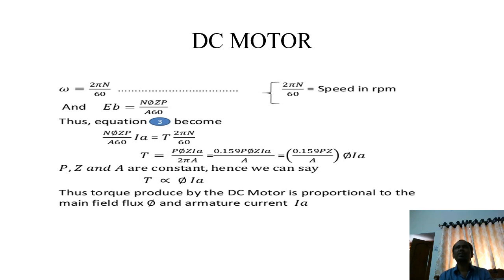The DC motor converts electrical energy to mechanical energy. This is the principle of the DC motor. Before going into the detailed working principle, we should know what a DC generator is and what construction details it has. A similar construction applies to the DC motor, but the principle is different.